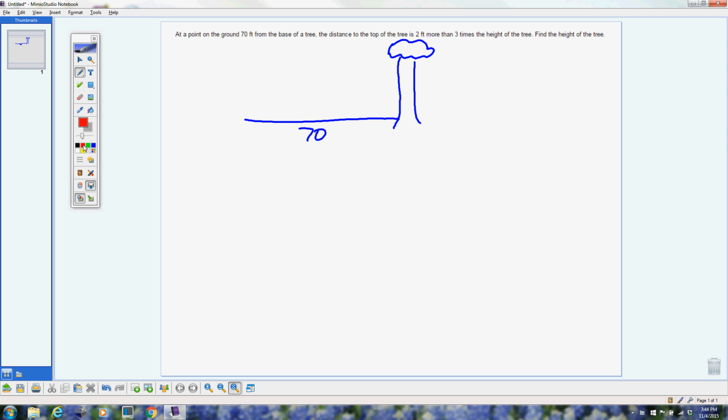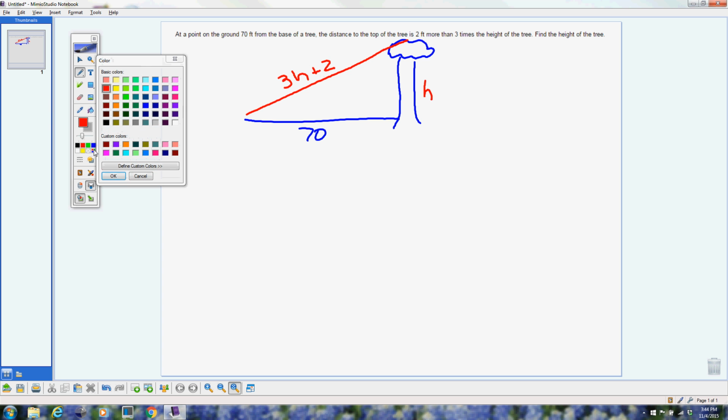So we're talking about this distance here to the top of the tree is 2 feet more than 3 times the height. So it's telling you to do 3 times the height, which would be 3h, and add 2 to that. It's 2 feet more than 3 times the height. And the height of the tree would just be h. They are asking us to find the height of the tree.